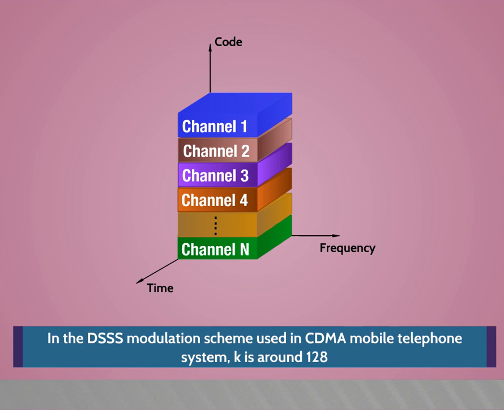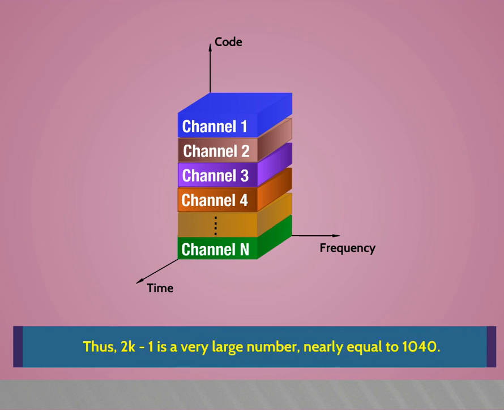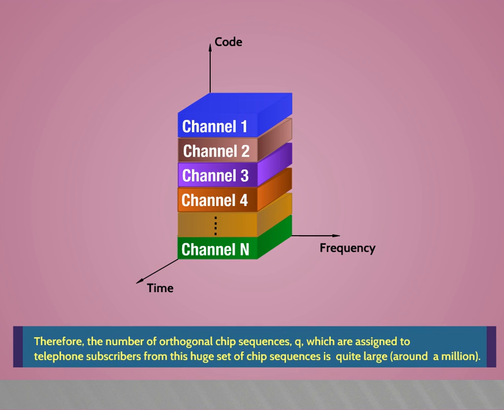In the DSSS modulation scheme used in CDMA mobile telephone system, K is around 128. Thus, 2^K minus 1 is a very large number, nearly equal to 10^40. Therefore, the number of orthogonal chip sequences Q which are assigned to telephone subscribers from this huge set of chip sequences is quite large, around 1 million.